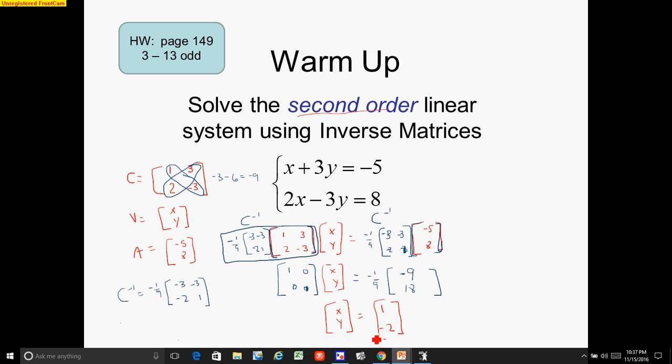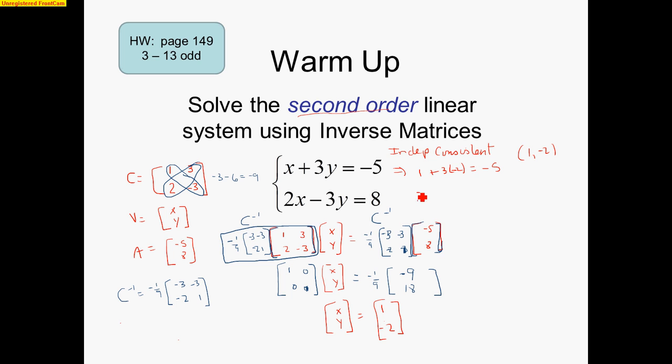Now remember, this was not just solving a matrix equation. This was way back up here to matrix world, saying that the solution to this independent consistent system was the point 1, negative 2, which means that 1 plus 3 times negative 2 should equal negative 5. Sure enough, that is true. And also 2 times 1, which is 2, minus 3 times negative 2 should be 8. And all of those check out.